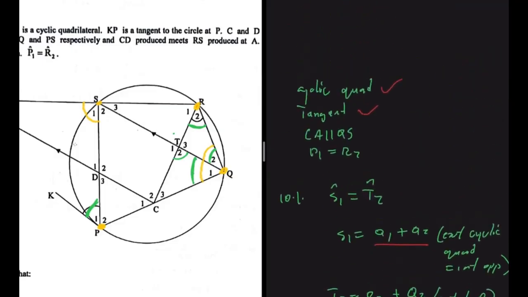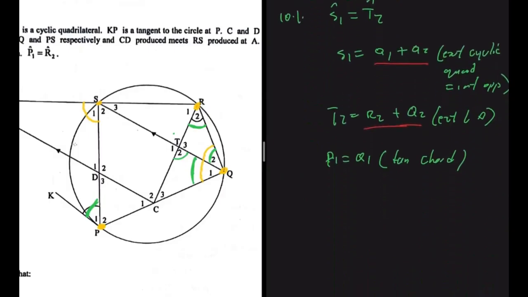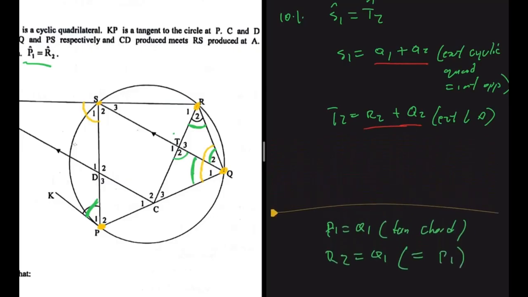With parallel lines, they won't give us much, but if you see here, we are told that P1 is equal to R2, right? P1 is equal to Q1, but then in the statement itself, we are told that P1 is equal to R2. So what does that tell us? That tells us that R2 is equal to Q1 because they are both equal to P1. Now you should be able to see that instead of R2, we can write Q1, because we have proved that R2 is equal to Q1.